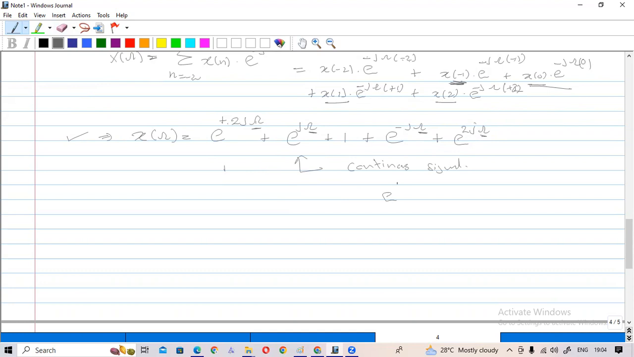It is just like e to the power j omega t. Instead of t, you have omega. This omega is actually frequency. This is called the fundamental frequency, but this is a constant here. So instead, I can write this as j k omega t like this. This k omega is the fundamental frequency, so that is a constant. So you know that this is a complex exponential signal, and this omega is also a continuous variable, not a discrete variable. So this is a continuous time signal.